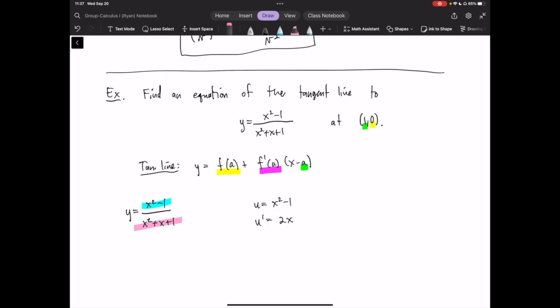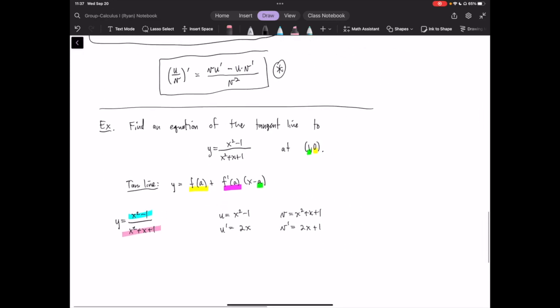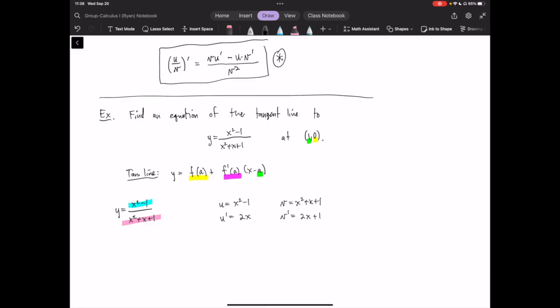Our v is x squared plus x plus 1. So our v prime is then 2x plus 1 plus 0. All right, and we need to plug this into this formula, the formula for the derivative, right?